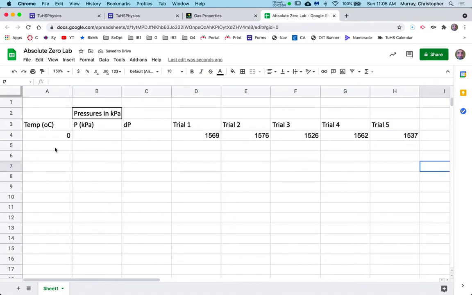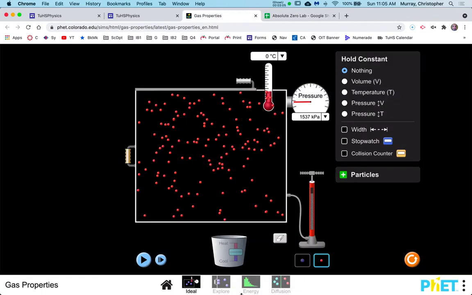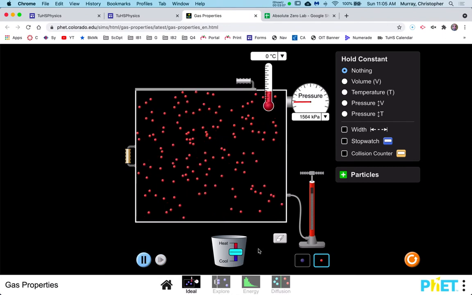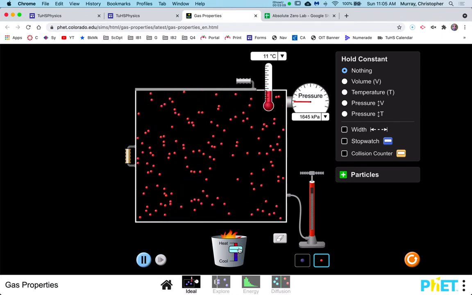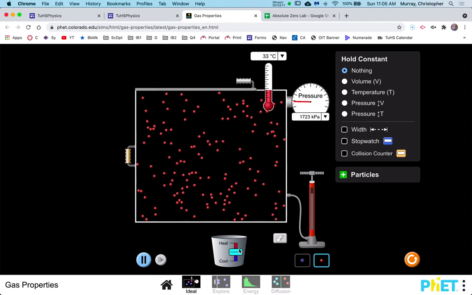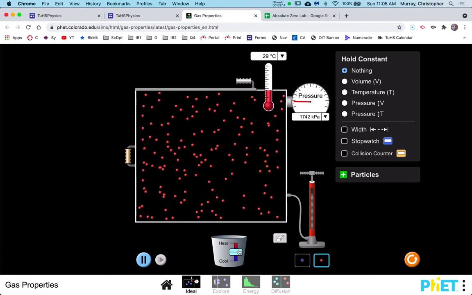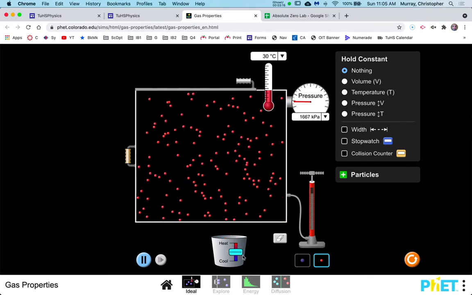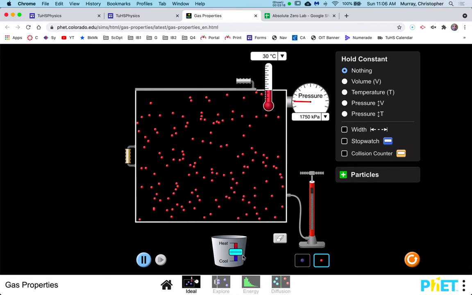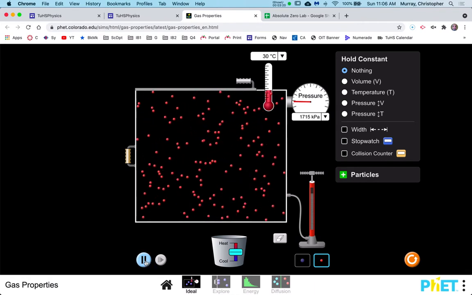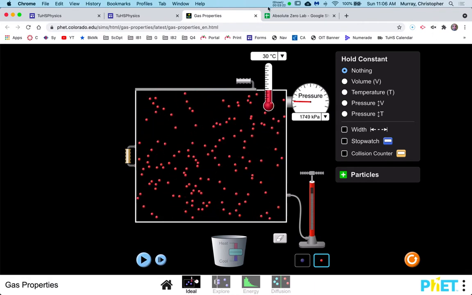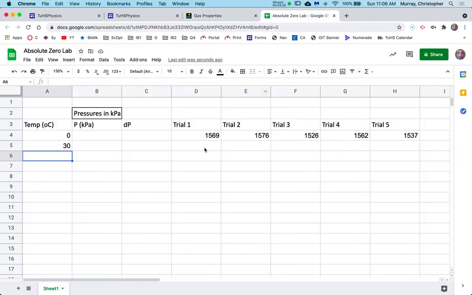And then let's do another temperature here. How about 30? Okay. And let's heat it up to 30. So you have to be running to heat it up. So we're going to heat it up. Whoa. Whoa. There we go. We got 30. Let it settle down here. We'll pause it. 1749. I think you get the point here.